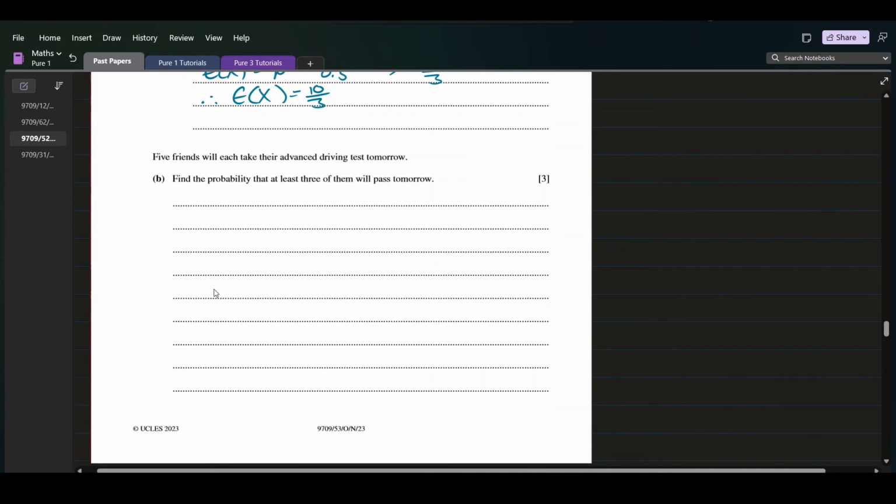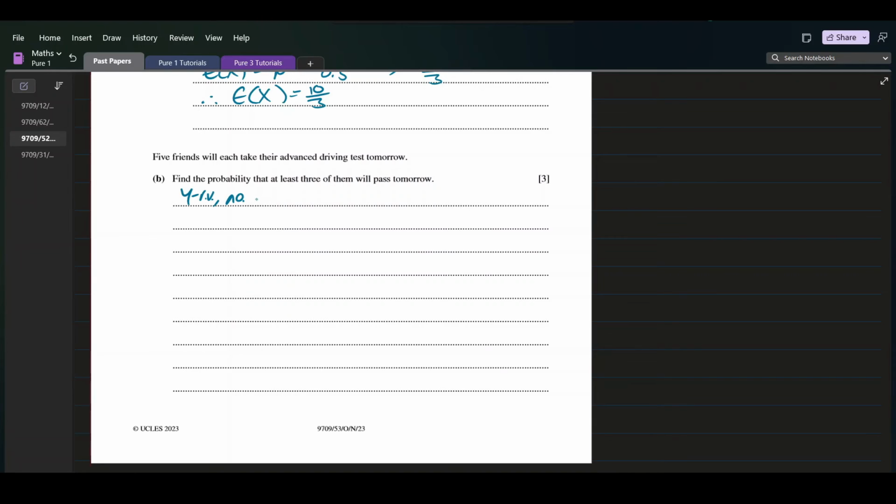5 friends will each take their advanced driving test tomorrow. Part B. Find the probability that at least 3 of them will pass tomorrow. Okay, so let's define our random variable as the number of friends who pass the driving test. And the number of friends is fixed to 5, so this means that this is a binomial distribution. So that's 5, and our probability of success was given in the stem as 0.3.